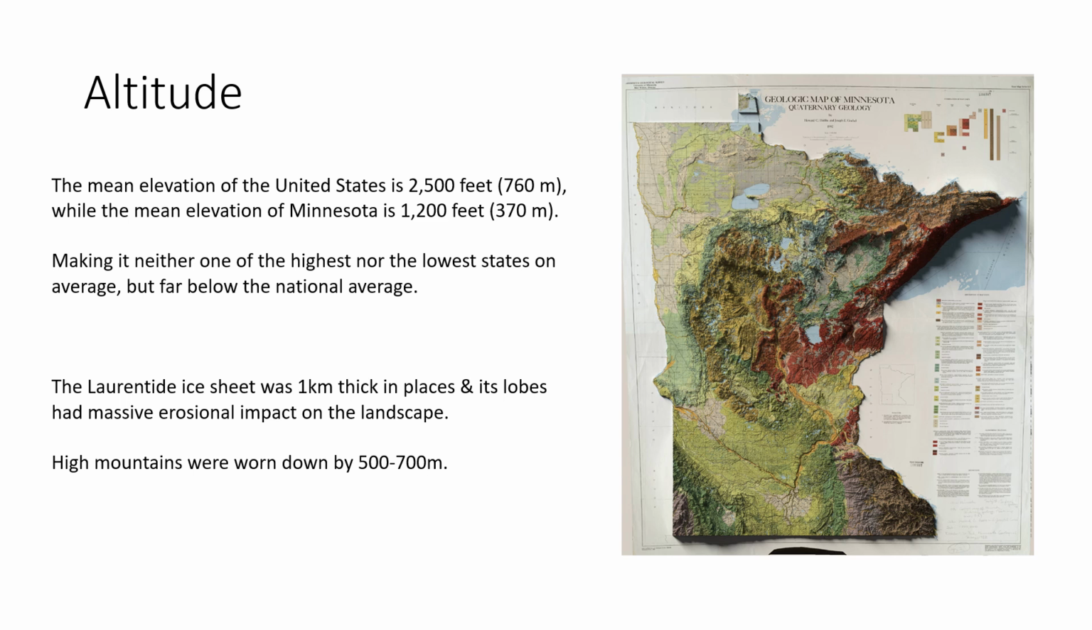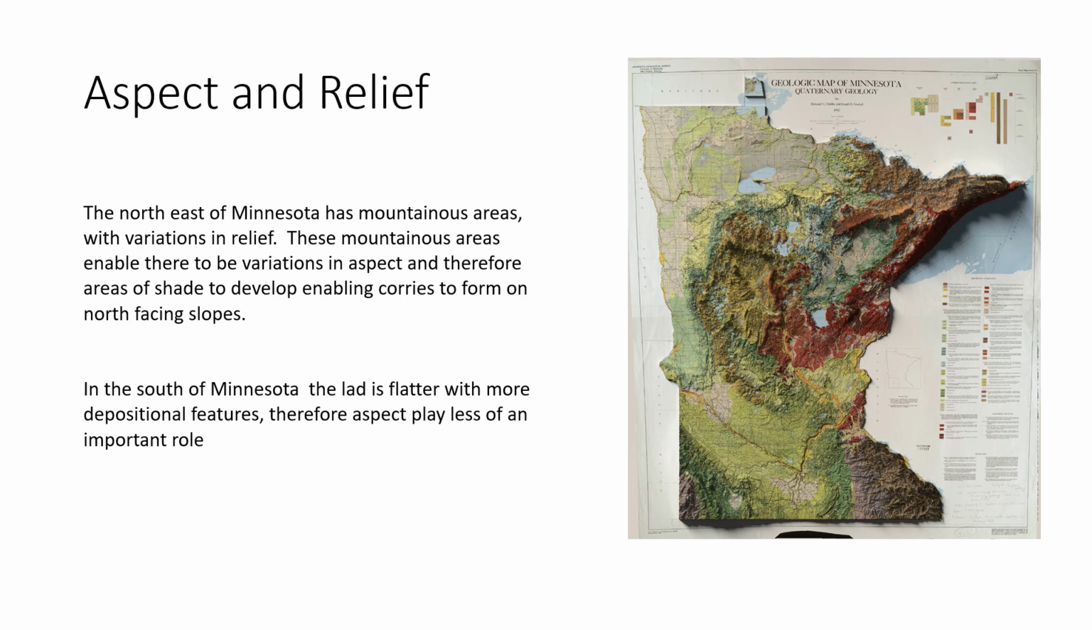So it's a significant amount of erosion that has happened across Minnesota, but particularly in those areas of high altitude today. If we think a little bit about the aspect and the relief, this has very little impact on the south, which is relatively flat, but it does impact the north.